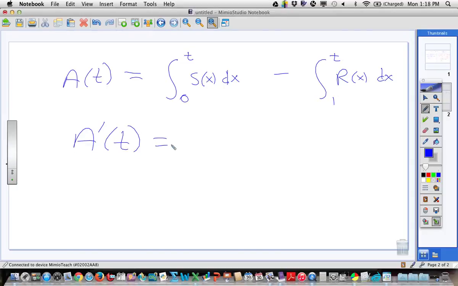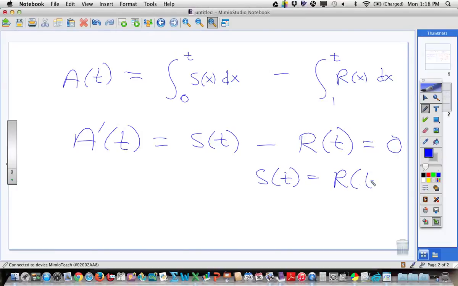That's right. That's fundamental theorem part 1. What's A prime of this? S of t. The x turns to a t, remember that? And does the 0 matter? That's just the plus c part. Okay, minus r of t. And it's going to be when that is 0. So that's when s of t equals r of t. So they give that as another explanation of how you could say that.